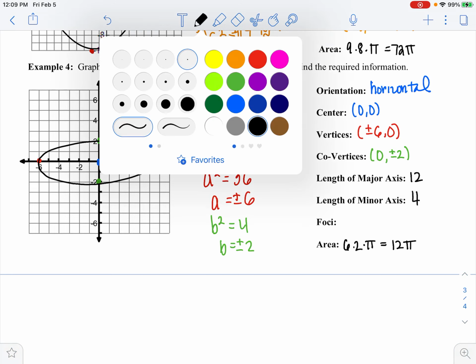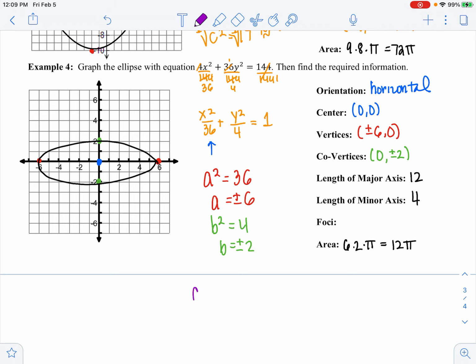All right, now I'm going to get my foci. C squared equals A squared minus B squared. C squared equals 36 minus 4. C squared equals 32. Square root plus or minus. This is simplifiable. 16 goes in there twice, so 4 root 2.